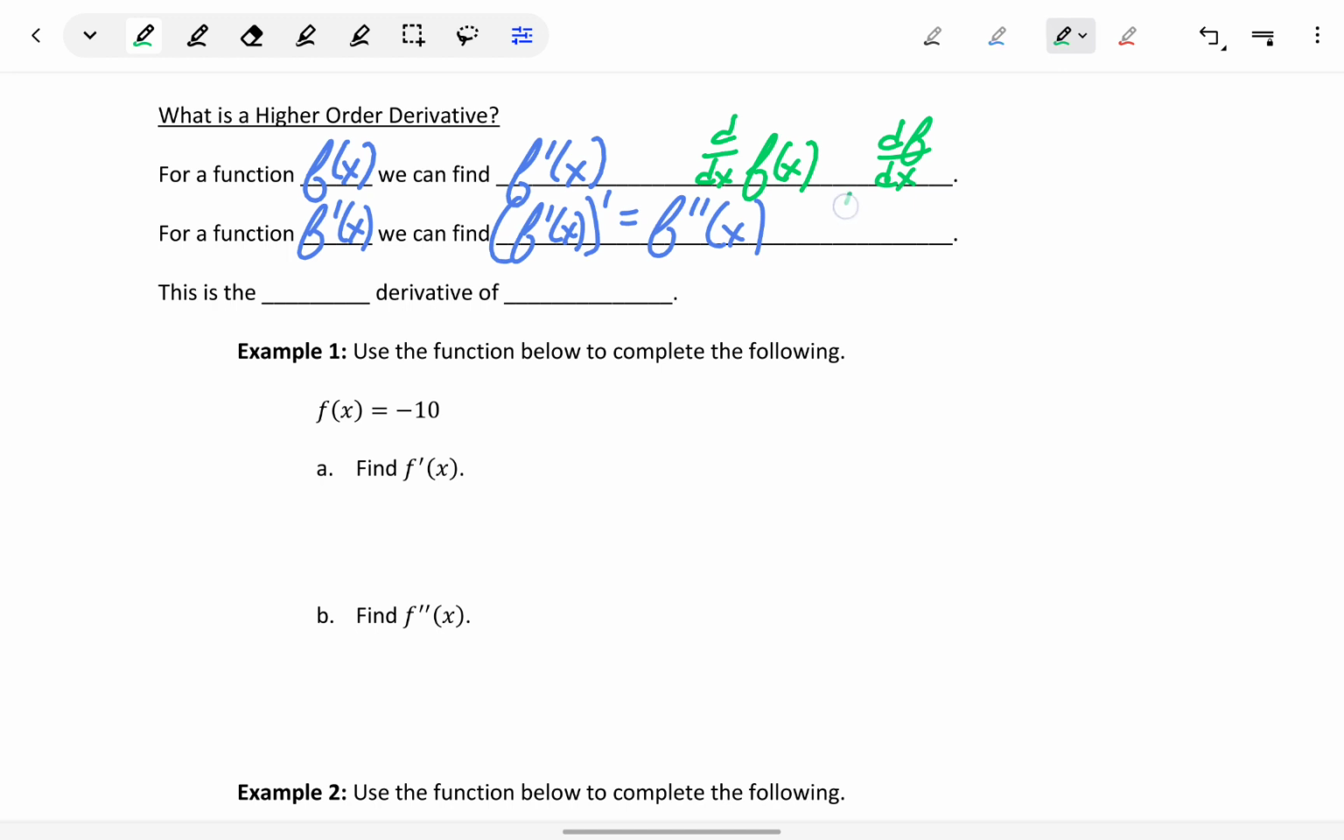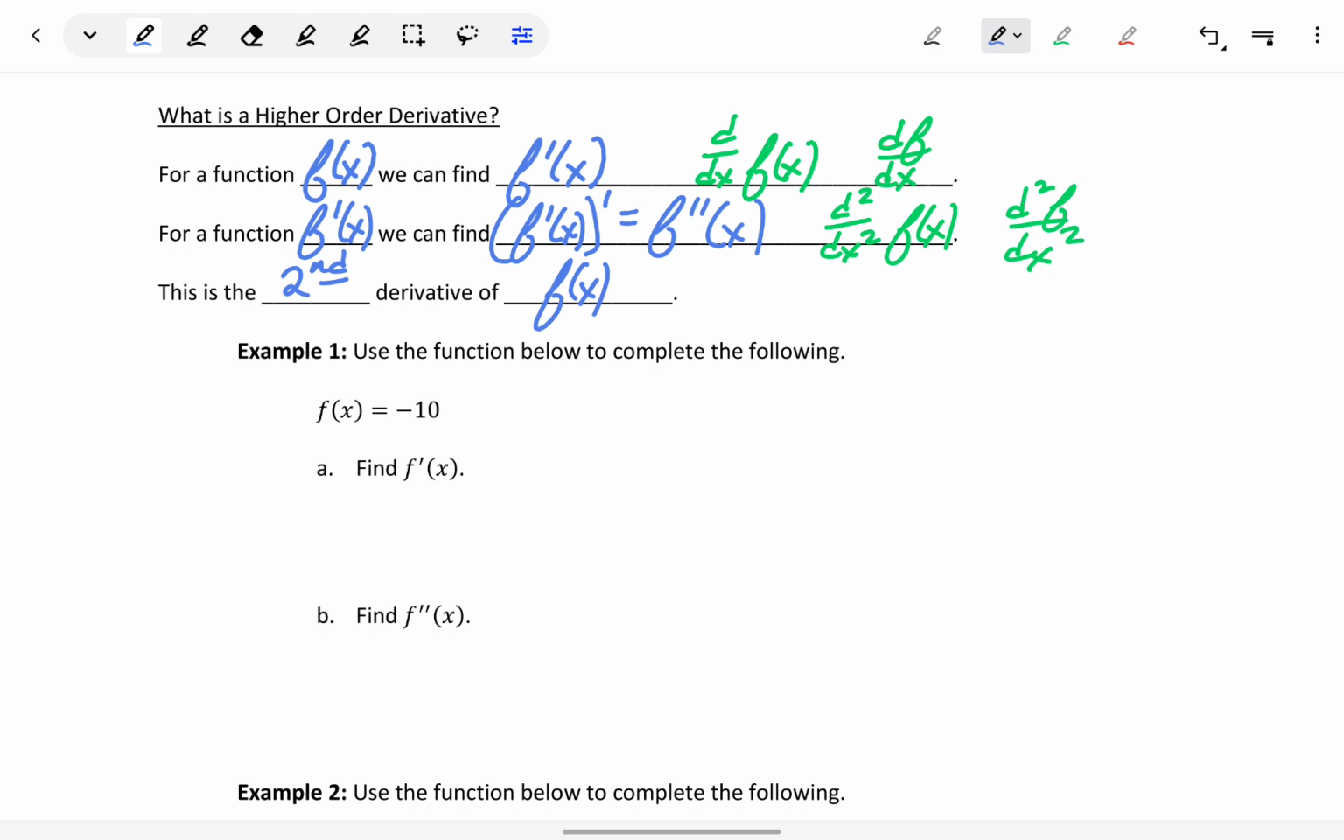Or we could state that we want to find d squared over dx squared of f of x, or d squared f over dx squared, mirroring those alternate notations we have for finding f prime of x. And we refer to this idea, f double prime of x, as the second derivative of our function f of x. And we could continue this process.